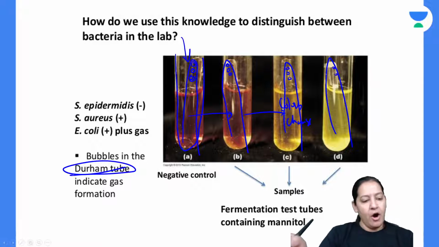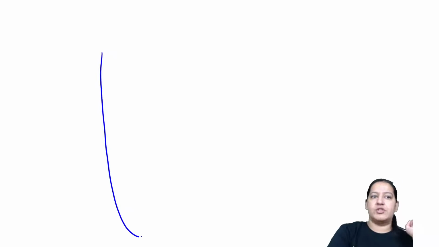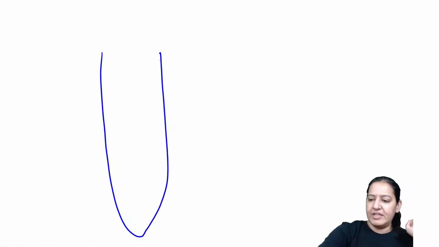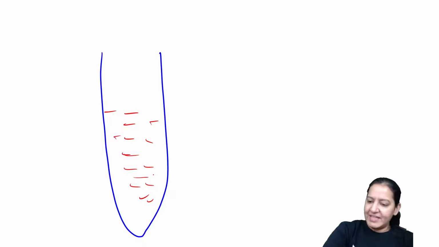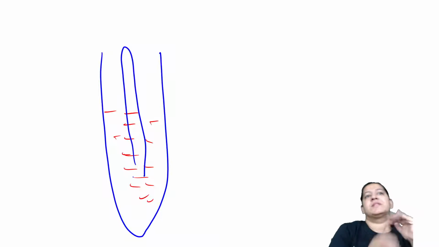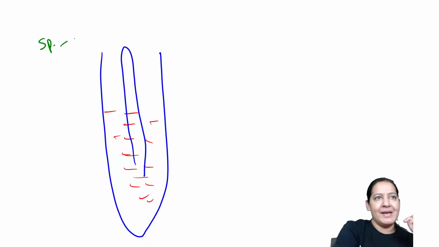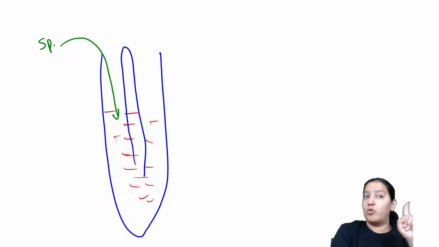So here my topic is Streptococcus now. You take the two test tubes. This is the first test tube. It contains sugar. Fill the sugar in this. The sugar is this, and take another test tube. Another test tube is the Durham test tube, which is the inverted test tube inside this. Now add your specimen here. This is my specimen. I am adding my specimen. My specimen contains Streptococcus pyogenes.